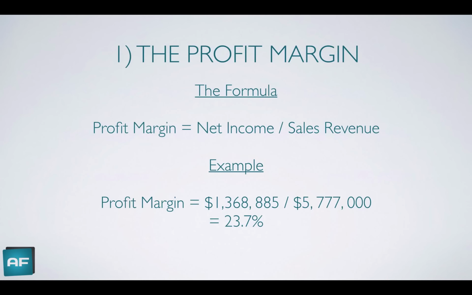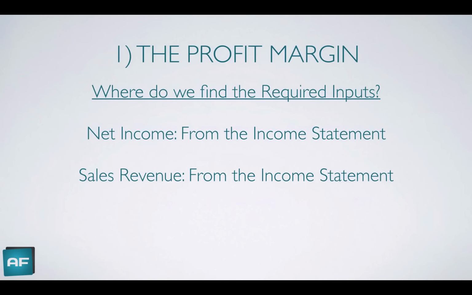And here's an example. So I'll leave that for a couple of seconds. You can have a look at the numbers, and it works out to be 23.7% for the profit margin given those figures. Okay, where do we find the required inputs? Well, net income simply comes from the bottom line of the income statement, and sales revenue is the top line from the income statement.